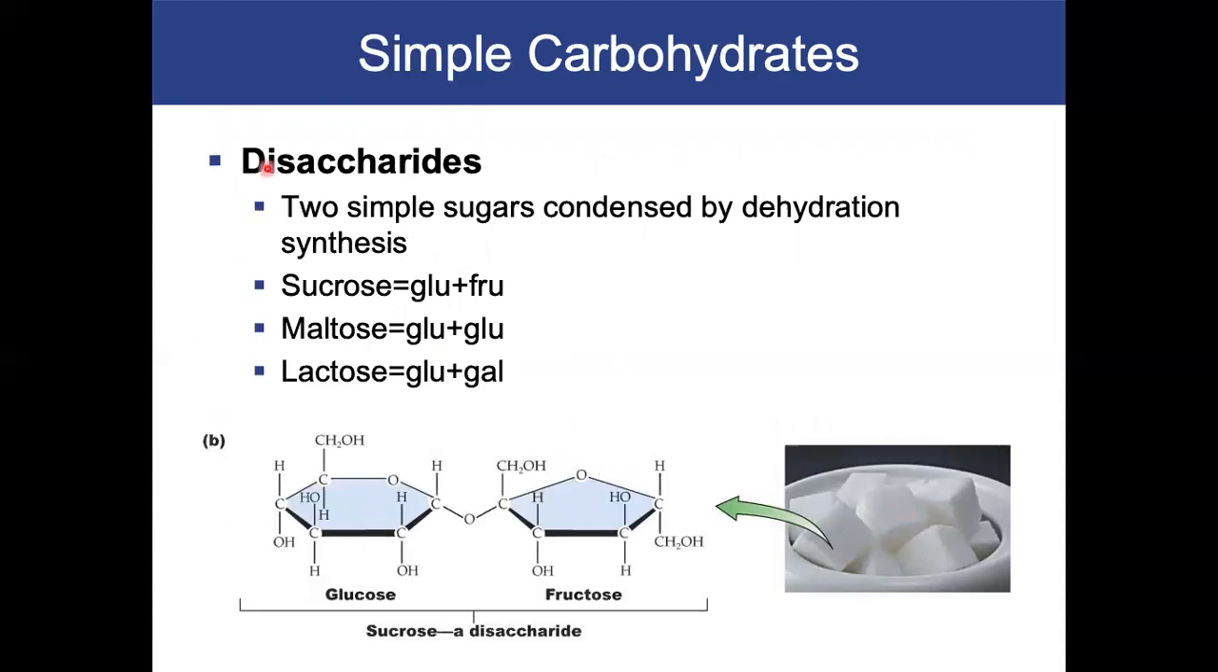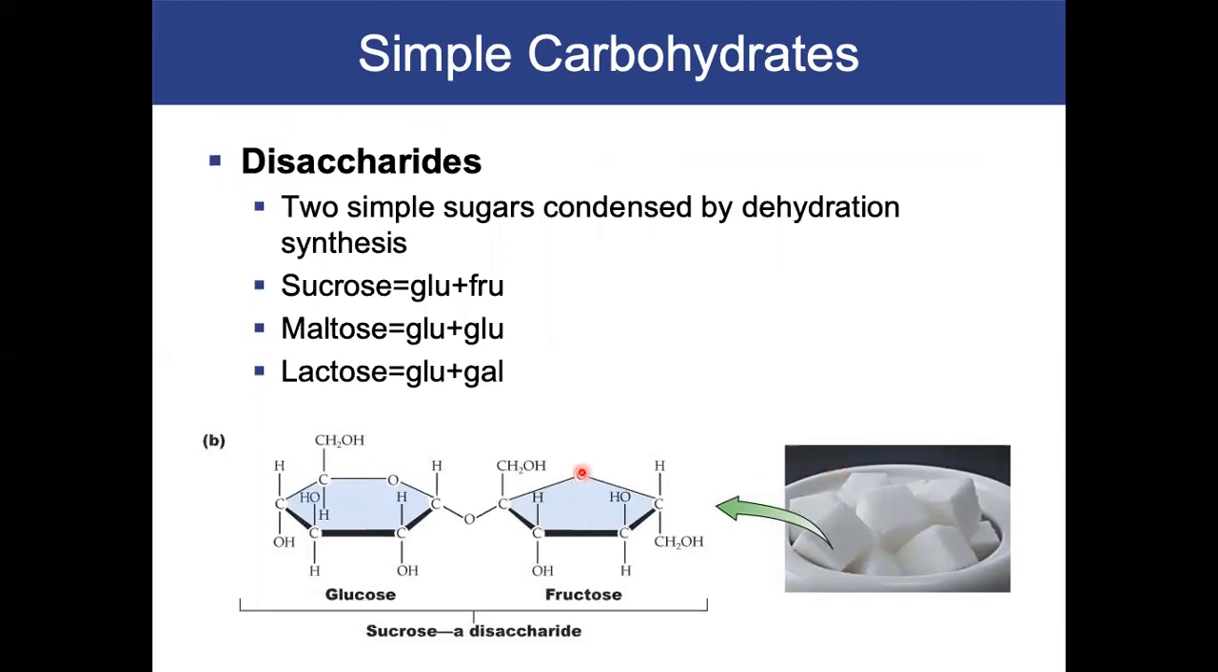Disaccharides, what does di mean? Di means 2 saccharide sugars. So it's 2 simple sugars stuck together via dehydration synthesis reaction. I want you to know that sucrose is glucose and fructose stuck together. So this is an example of sucrose. So table sugar is an example of sucrose.